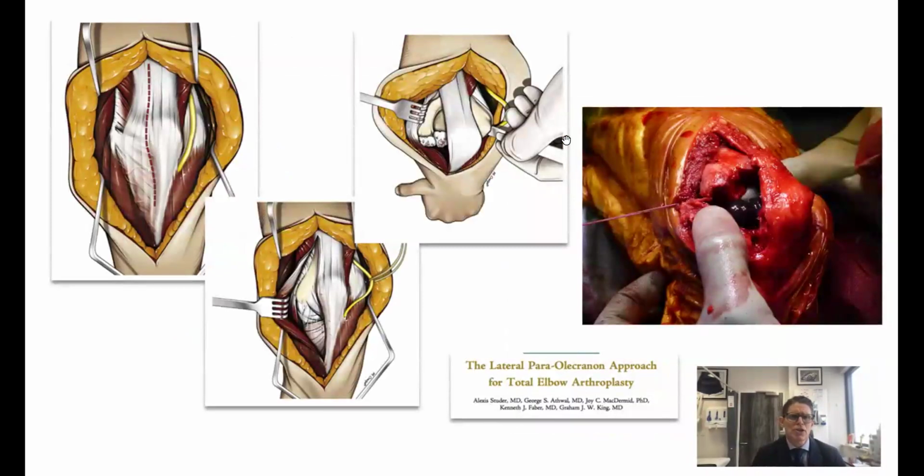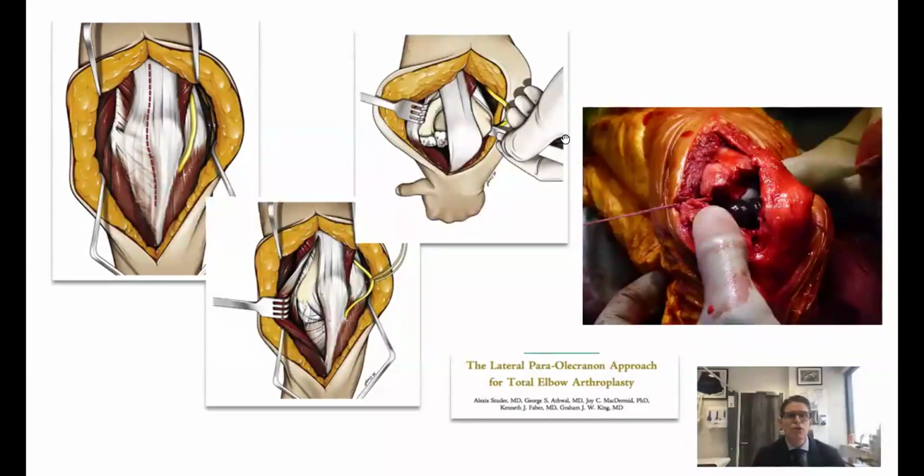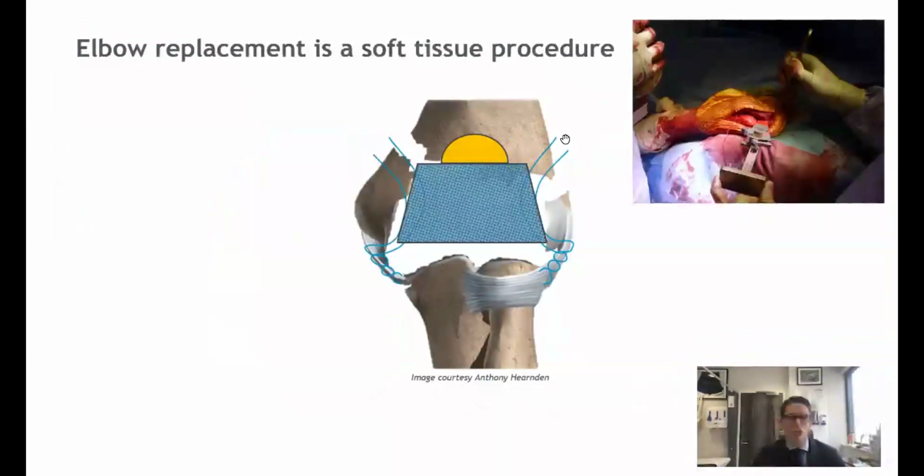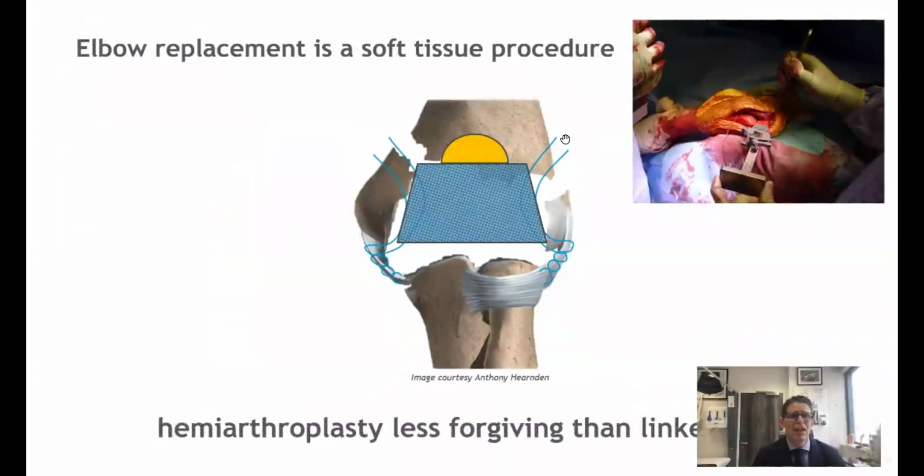Both can be done through a lateral paraolecranon or a triceps preserving approach, and this is important in order to balance the soft tissues. An elbow replacement, whether it be a hemi or total elbow, is a soft tissue procedure, and we need to make sure we restore the axis of rotation, looking at the vault of the olecranon fossa to guide us, and the tension in our intact triceps to tell us whether we've got the elbow in the right position. The important thing, however, is that a hemiarthroplasty is less forgiving than a linked total elbow replacement, because if we get the balance wrong, or we don't repair the soft tissue stabilizers adequately, then we will run the risk of instability.